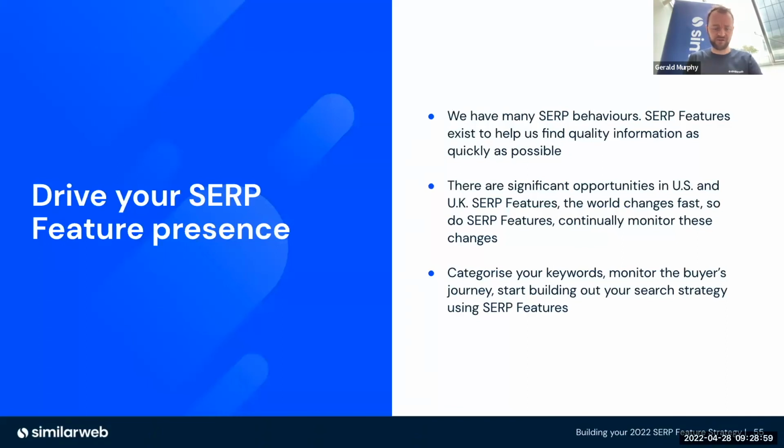So to summarize what we talked about today, there are many different types of SERP behaviors, and SERP features simply exist to help us find quality information as quickly as we can. And there are significant opportunities in both the United States and the United Kingdom markets. But actually, SERP features are becoming a lot more real-time, particularly due to COVID. So looking at them on a more frequent basis is critical. And finally, make sure we're categorizing our keywords so that we can monitor not just best practice in terms of the buyer's journey, but actually monitor SERP features that are aligned to the buyer's journey so you can better understand what your strategy should be.